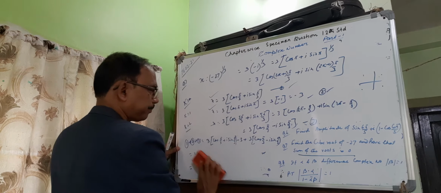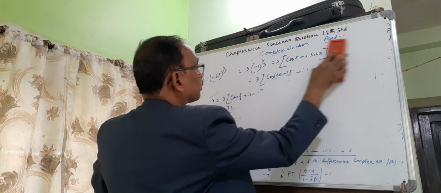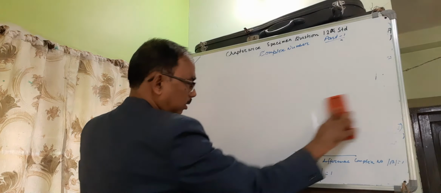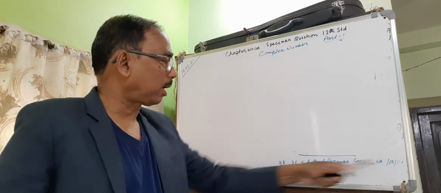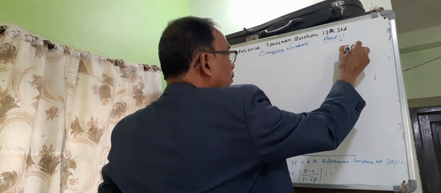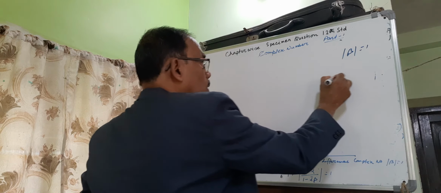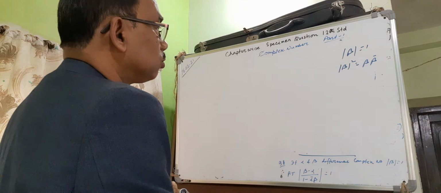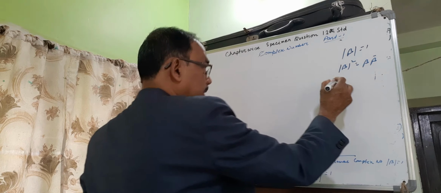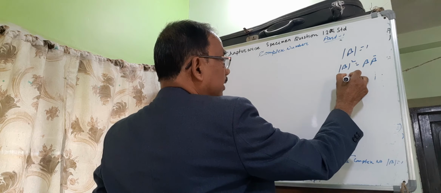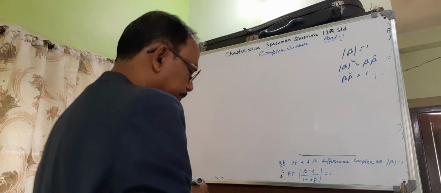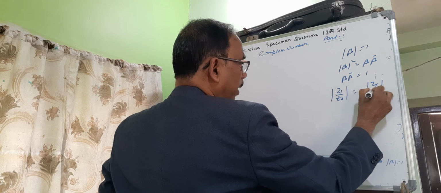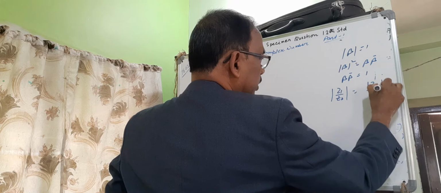Next, question number 8. If α and β are different complex numbers with |β| = 1, we know |β|² = β β̄, so |β|² is 1 and β β̄ = 1. Another property: |z1/z2| = |z1|/|z2|.